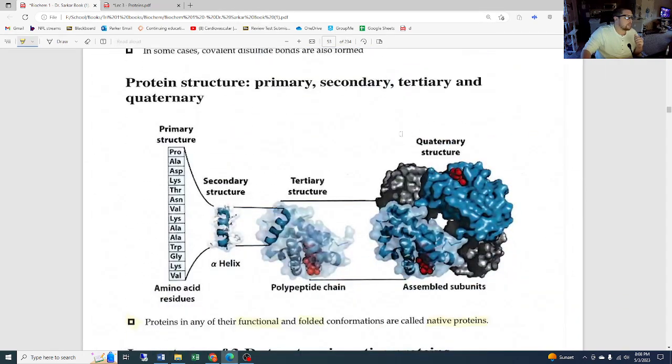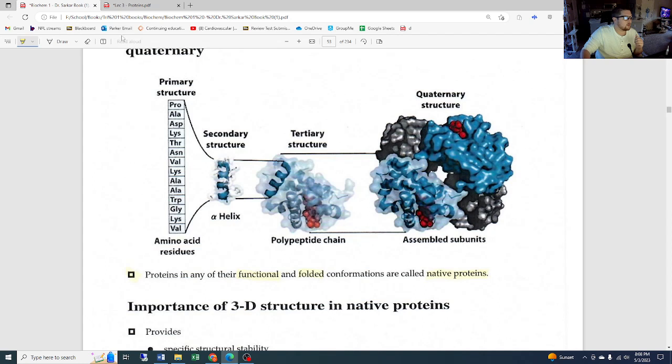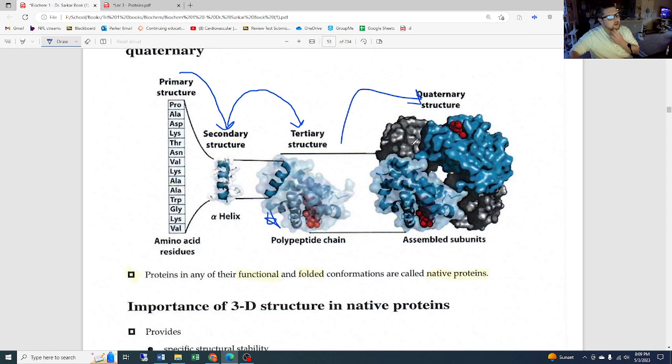Okay. Here we have our beautiful picture. Primary structure, our amino acid residues, to secondary structure, alpha helix or beta pleated sheet, or a combination of the two, to our tertiary structure. All those alpha helices and beta pleated sheets interact with each other to form a nice chunk. And right here, this could be our beautiful functional protein, or it can combine with other tertiary structures to form a larger quaternary structure and a larger functional protein.